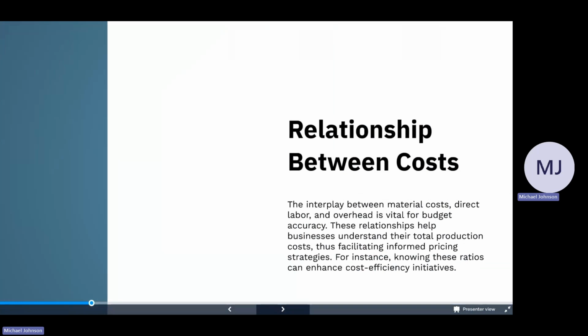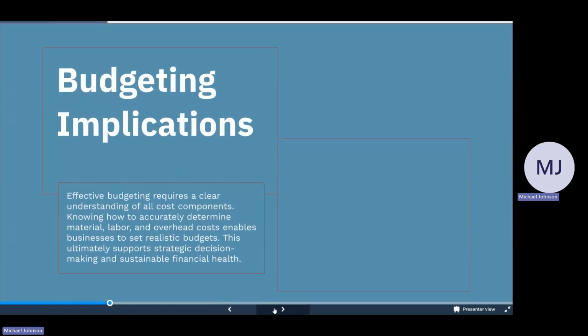Relationship between costs. The interplay between material costs, direct labor, and overhead is vital for budget accuracy. These relationships help businesses understand the total production costs, thus facilitating informed pricing strategies. For instance, knowing these ratios can enhance cost efficiency initiatives.